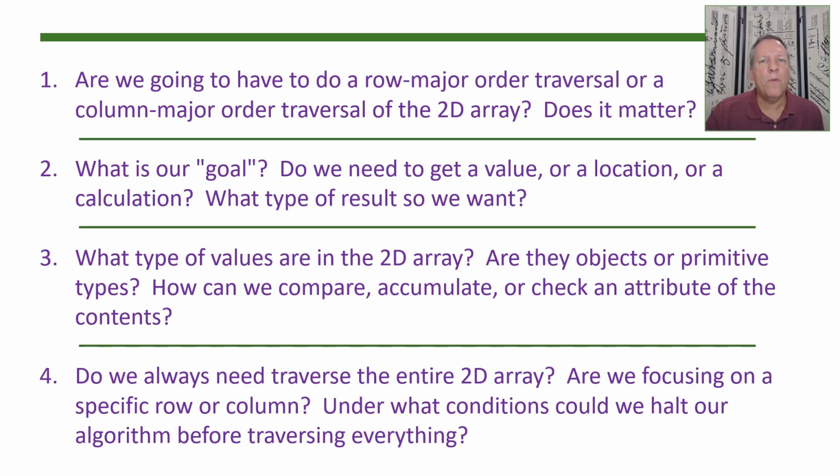So remember, before we code any of these algorithms, it's very important to figure out what we need to do, what our constraints might be, what results are going to be produced. Do we have to do a row major order or a column major order? What is our goal? What type of results do we want? What types of values we have in the 2D array? And then do we need to traverse the entire 2D array or maybe just a column or a row? And could we halt early before traversing everything? All of that depends on how we develop our algorithm.